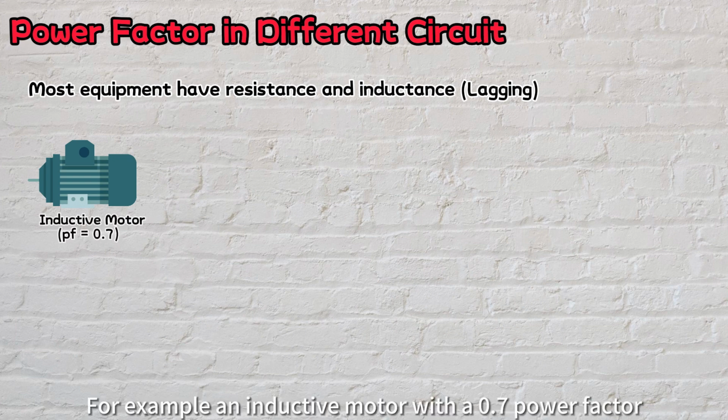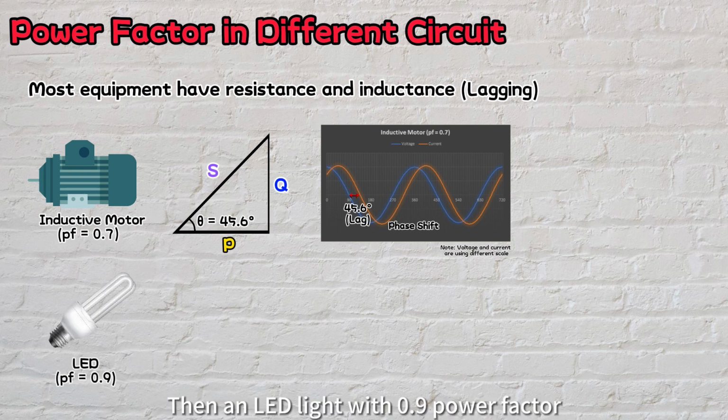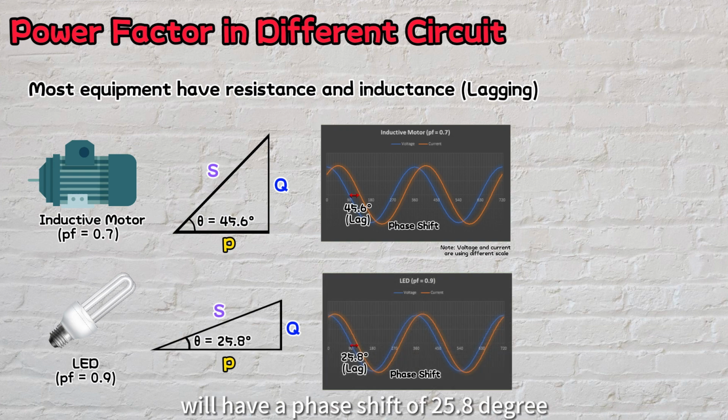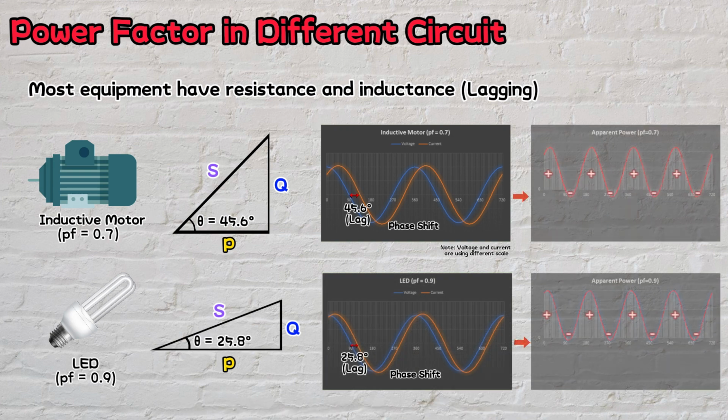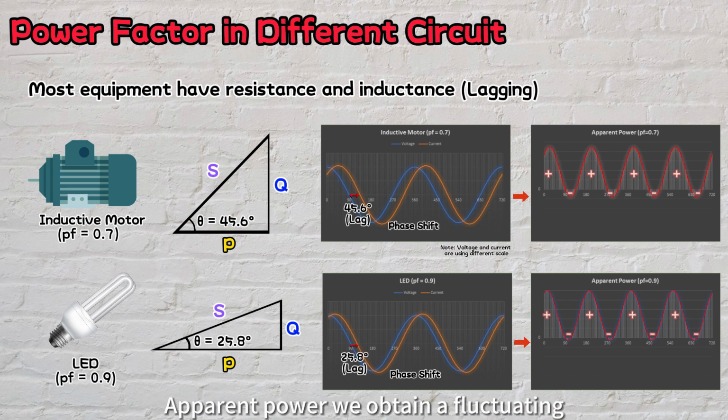For example, an inductive motor with a 0.7 power factor will have a phase shift of around 45.6°. Then, an LED light with 0.9 power factor will have a phase shift of 25.8°. When we multiply the voltage and current for apparent power, we obtain a fluctuating but non-symmetrical power waveform that captures the total energy, both real and reactive, in the system.